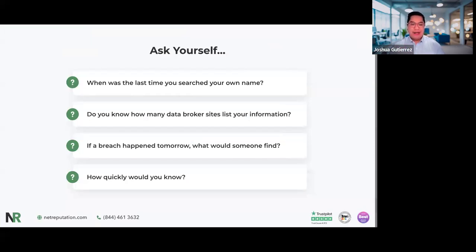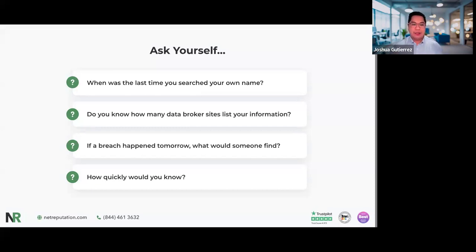So instead of thinking about systems and statistics, go ahead and think about yourself. Think, when was the last time you searched your own name? Not just on Google, but across a people search platform like BeenVerified, like MyLife. Do you know how many data broker sites currently list your address, phone number, or even your relatives?